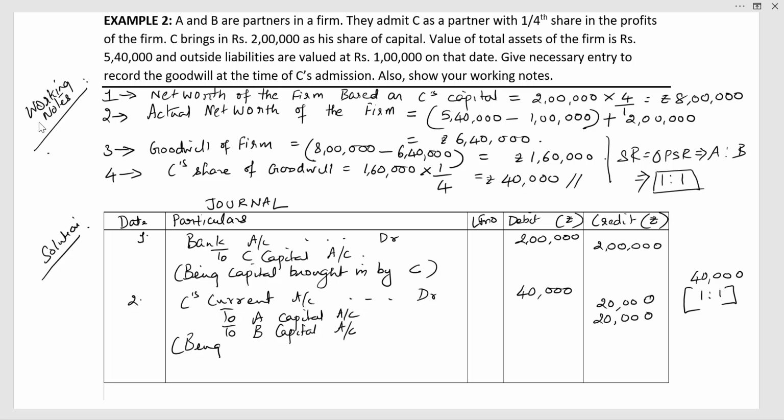Being goodwill adjusted on admission of partner C. So where the capitals of the existing partners is not specified and the value of total assets and outside liabilities as on the date of admission is given, to get the capitals of the existing partners, we have to take the value of the total assets minus the value of the outside liabilities. This will give us the capitals of the existing partners.